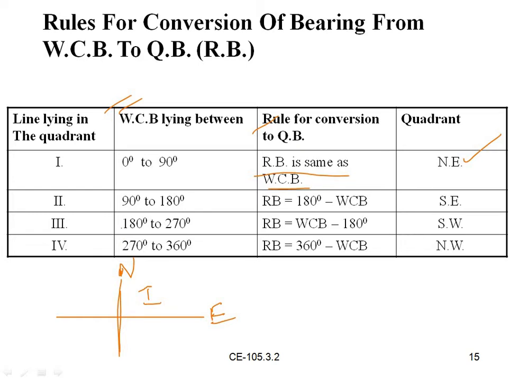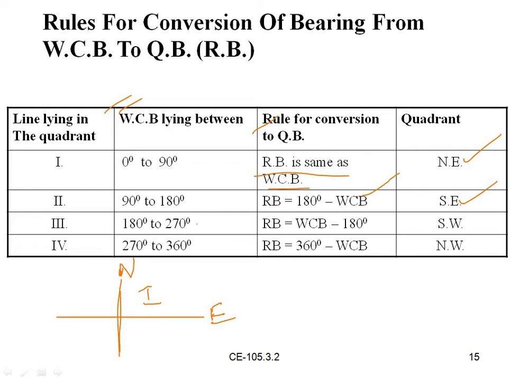And the next one is 90 degrees to 180 degrees. Here, if the whole circle bearing is more than the reduced bearing, then we have to subtract from 180 degrees. So RB is equal to 180 degrees minus the whole circle bearing, and that is southeast.